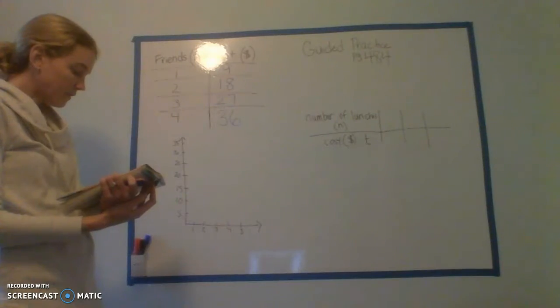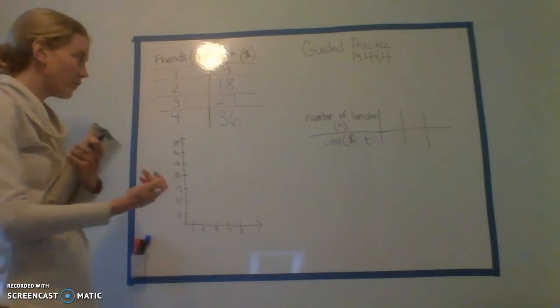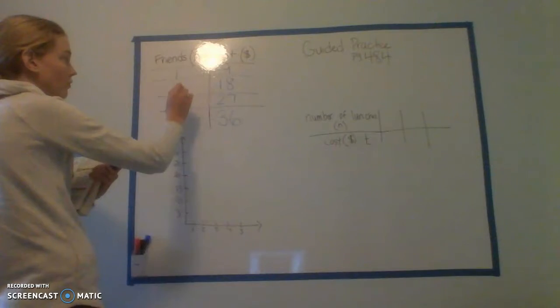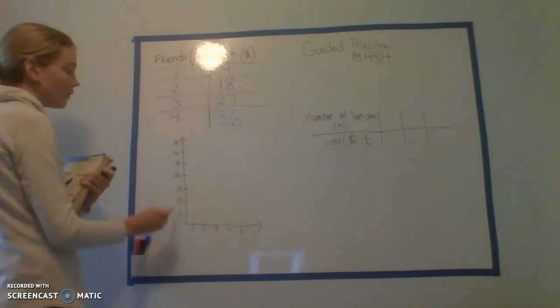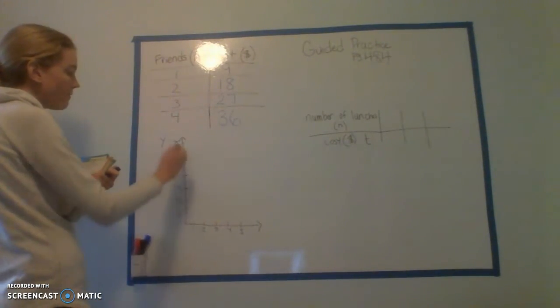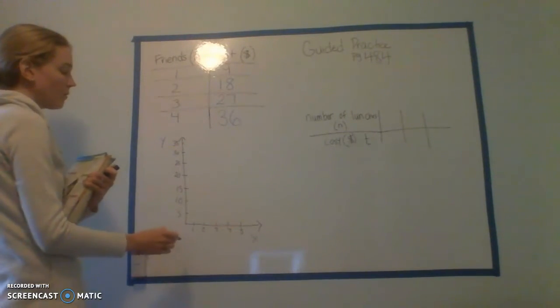So that was step number 1, complete the table, and they also want you to graph the ordered pairs. Your ordered pairs are going to be (1, 9), (2, 18), (3, 27), and (4, 36). You'll notice that the y values are counting by 9s and the x values are only counting by 1. So be careful when you're plotting your points.